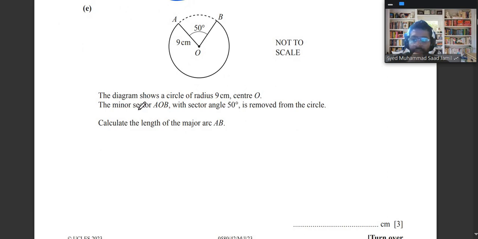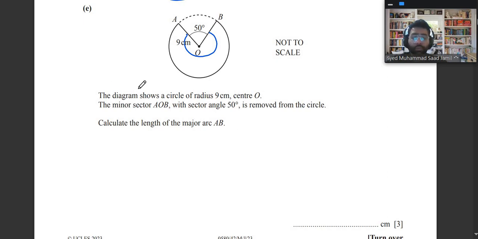Next part, it says the diagram shows a circle of radius 9 cm, center O. The minor sector AOB with sector angle 50 is removed from the circle. We take it out. Calculate the length of the major arc. Look, whenever they say the major arc, they mean this one, the one with the bigger angle.